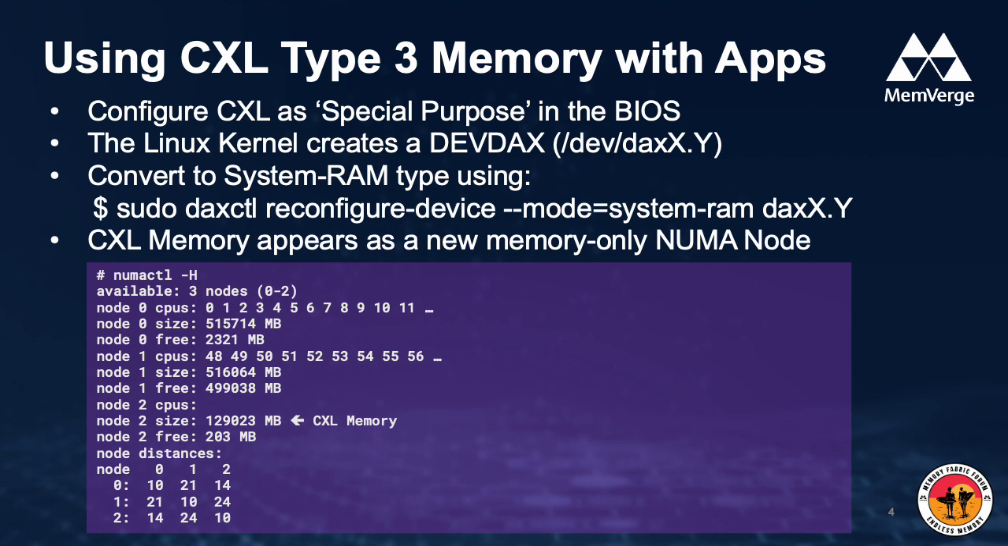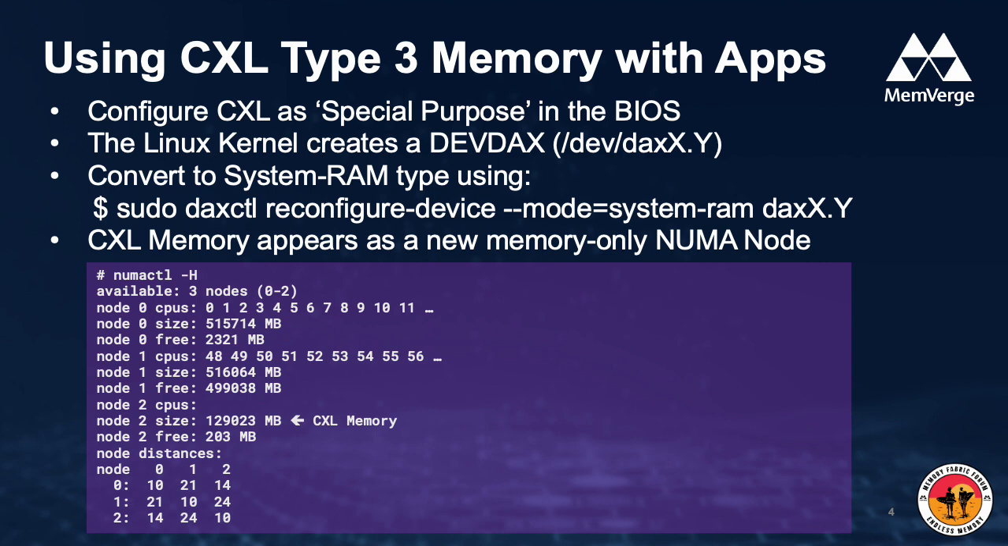But the application itself then becomes the memory allocator. And whilst it is the best place to be doing this type of intelligent memory placement, it does require that the applications be modified. Now, if you don't want to modify your applications, we can convert this device DAX into a regular NUMA node that we call system RAM in kernel terms. And you just run this command that I'm showing on the screen here. So the DAXCTL reconfigure device, change its mode from dev DAX to system RAM, pointed at the device that you want.